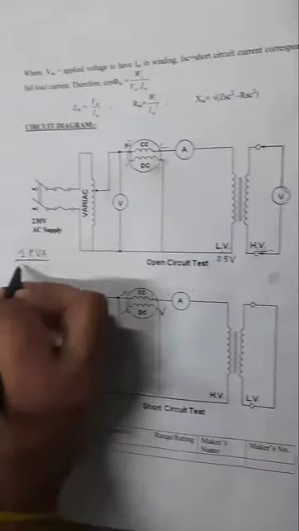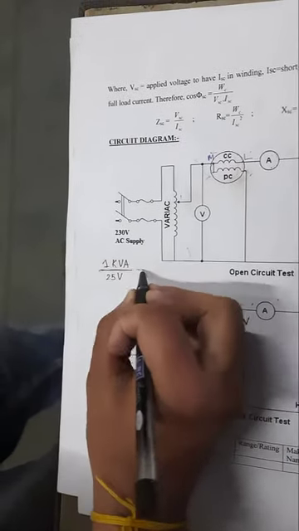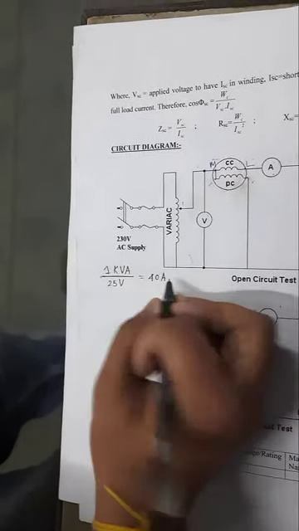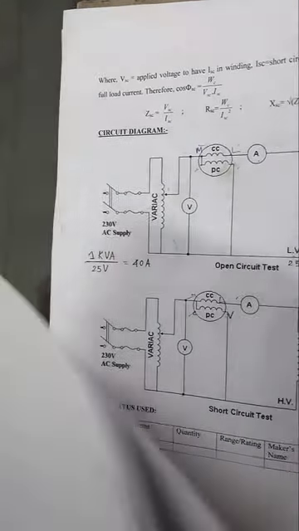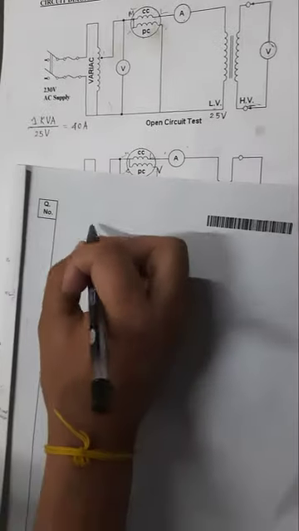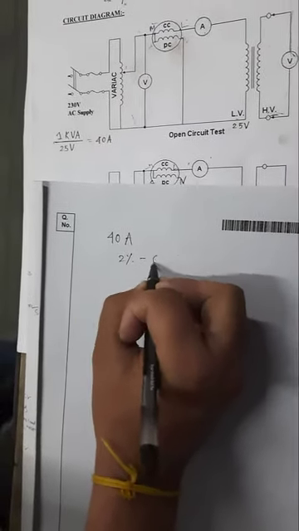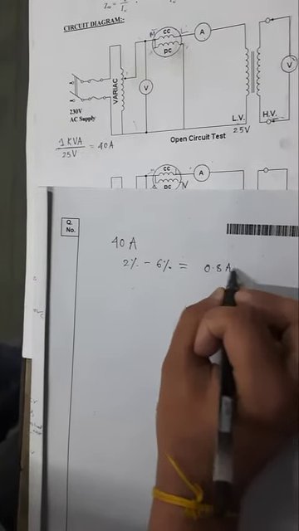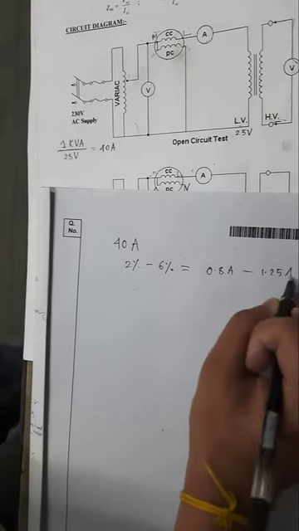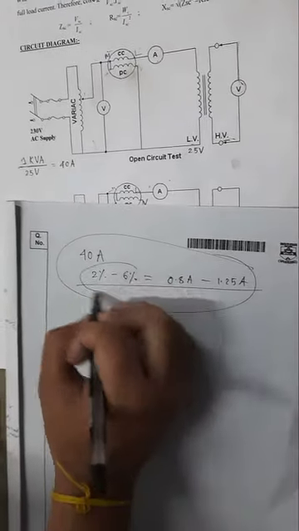So what is the rated current at the low voltage side? 1 kVA by 25 volt, you will get 40 ampere current. And 2 to 6% of this 40 ampere current is coming out to be 0.8 ampere to 1.25 ampere.